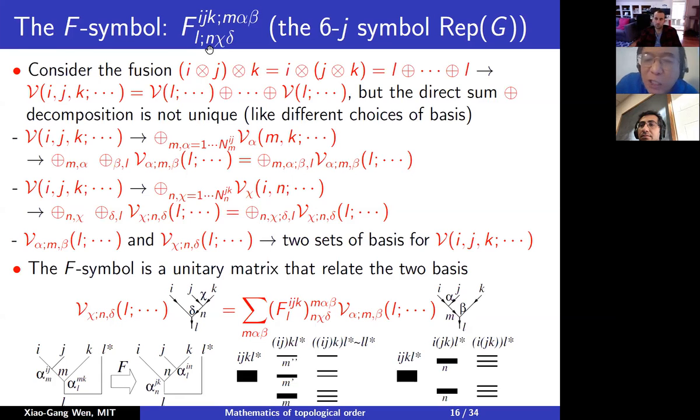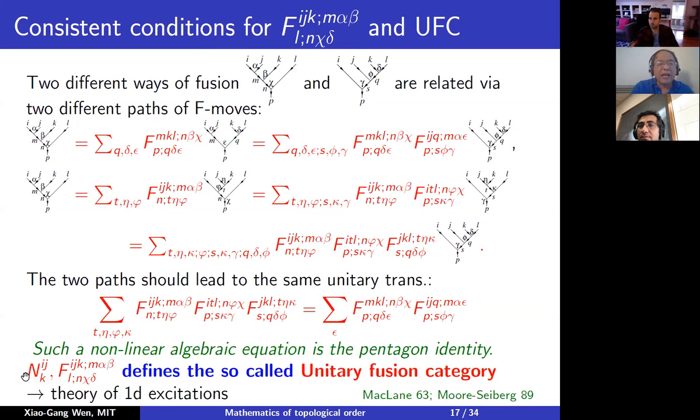We are familiar with this kind of change of basis in a group representation, which is the CG symbol. So the F symbol is basically a similar thing. This F symbol and this N_ijk are the data which define the so-called unitary fusion category. The fusion is unitary because the F symbol, a change of basis, is a unitary transformation. And the F symbol also satisfies this famous pentagon identity, and the solution of the pentagon identity gives us a valid fusion. So this is basically the story of a unitary fusion category.